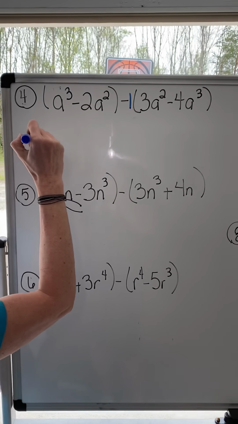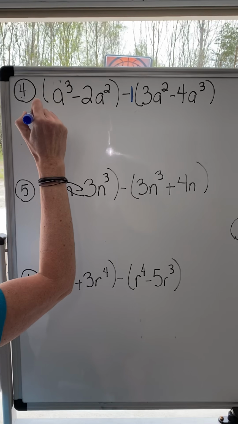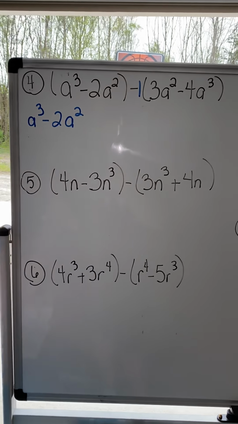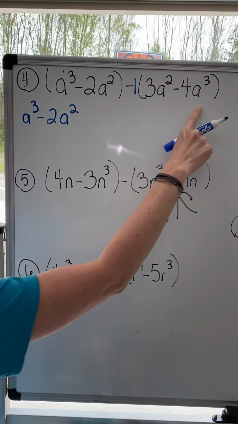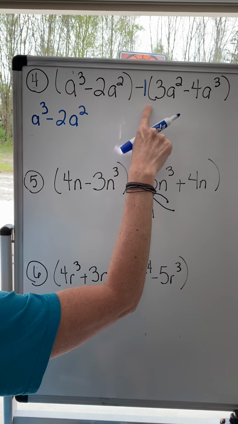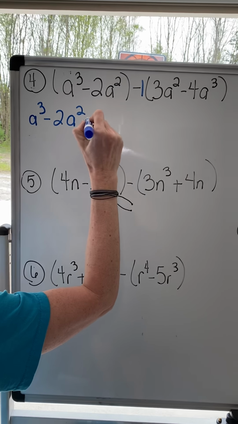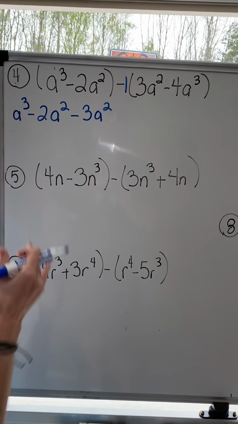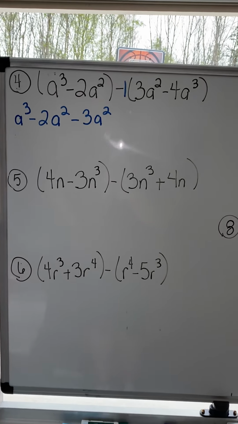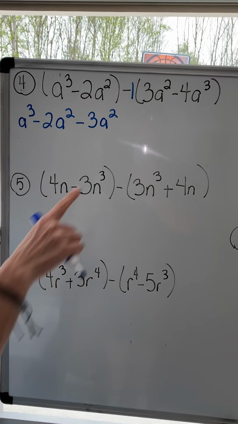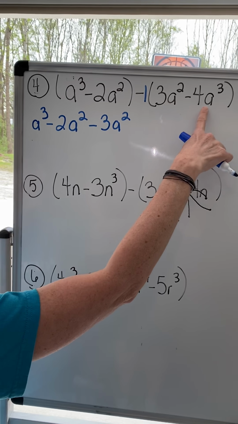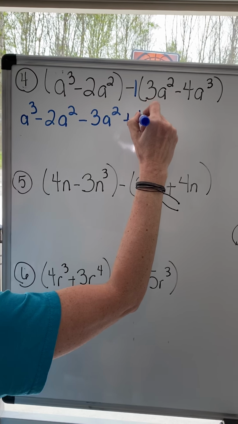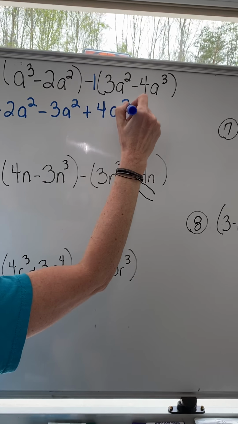So I'm going to go ahead and write down my first term. So my first terms are a to the third power minus 2a to the second power. I don't have to worry about that. Now this parentheses, it's like saying negative 1 times 3a squared. So that's going to be negative 3a squared. I have to change the signs in my second parentheses because I'm subtracting this time. This is going to be negative 1 times negative 4a to the third, so that's actually going to become a positive 4a to the third.